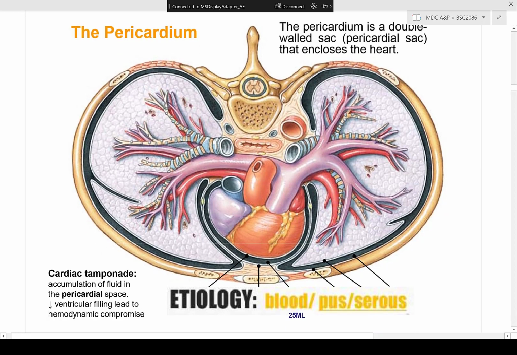So the heart, we said, is located inside the thoracic cavity. It is above the diaphragm. It's actually in the middle of the chest. So what do we call this area right here, the area where the heart is located?